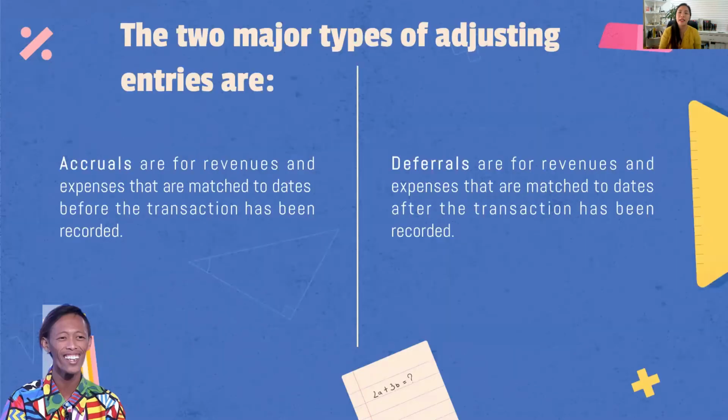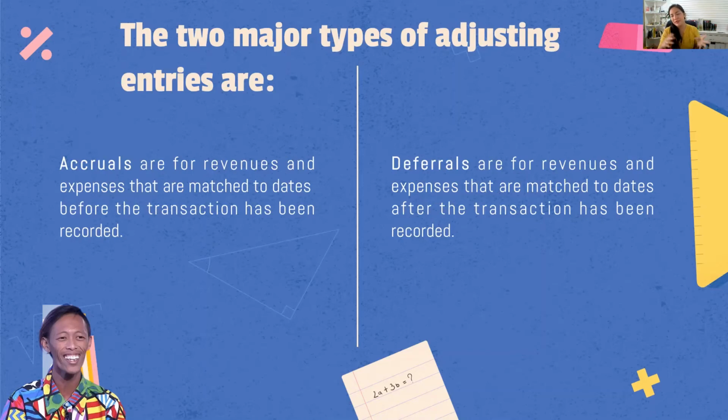So there are two major types of adjusting entries: the accruals and the deferrals. Accruals are for revenues and expenses that are matched to dates before the transaction has been recorded. Deferrals are for revenues and expenses that are matched to dates after the transaction has been recorded.